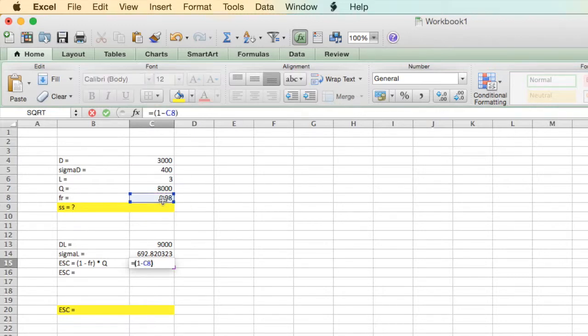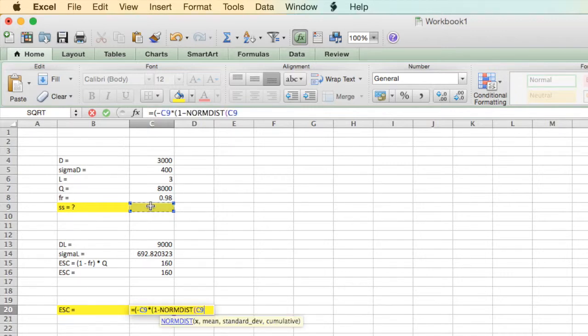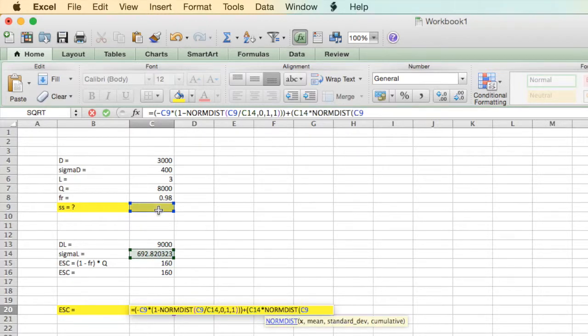Then, we're going to recalculate this value with a formula that will allow us to seek the specific value of the safety stock that we need. This is minus safety stock times 1 minus the normal standardized distribution of SS over sigma L with the cumulative. Then we add sigma L times the normal standardized distribution, but this time the non-cumulative one.